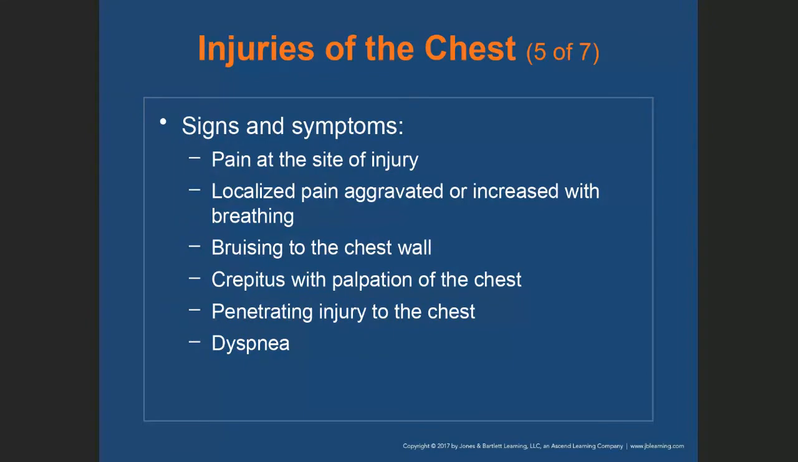Bruising to the chest wall may be observed. Crepitation, or crepitus, with palpation of the chest. That's the bone ends rubbing together under the skin. They can also have subcutaneous emphysema, a penetrating injury to the chest, and they are definitely going to have difficulty breathing.